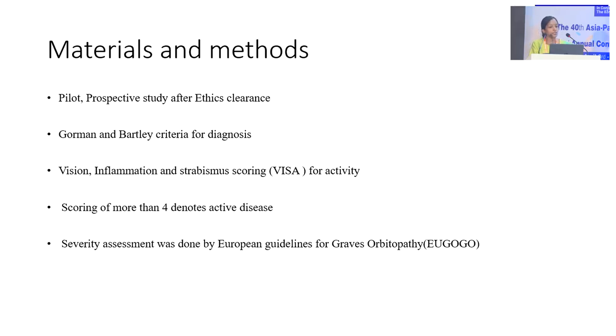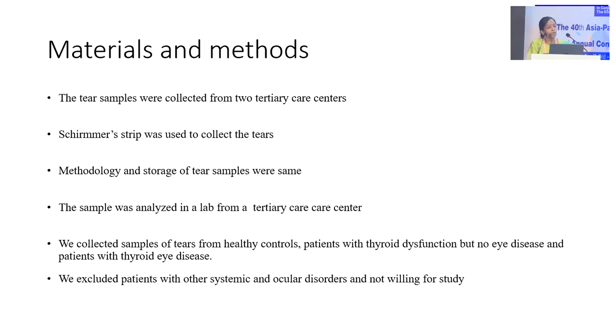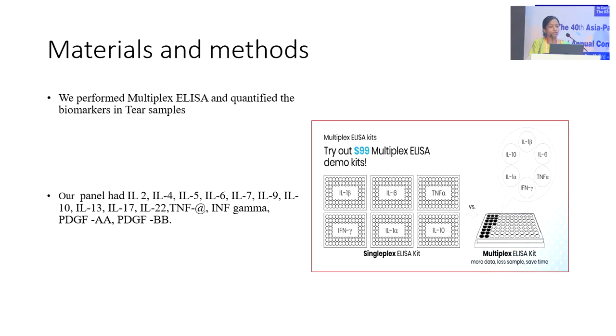We did the activity scoring with VISA, and EUGOGO was used for severity grading. Tear samples were taken from 2 centers, and the methodology was uniform in both centers. The tears were procured using Schirmer strips and transferred to another tertiary care center for analysis. We collected tear samples from healthy controls, patients with thyroid dysfunction but no eye disease, and patients with thyroid eye disease. We excluded patients who were not willing for the study. We did multiplex ELISA and looked at 14 inflammatory markers, cytokines, for this study.